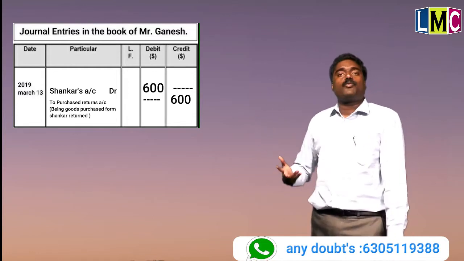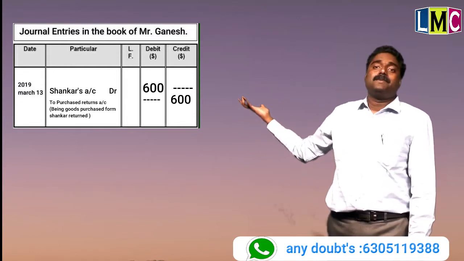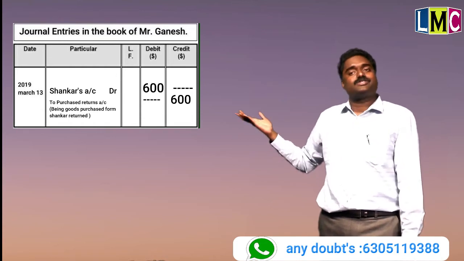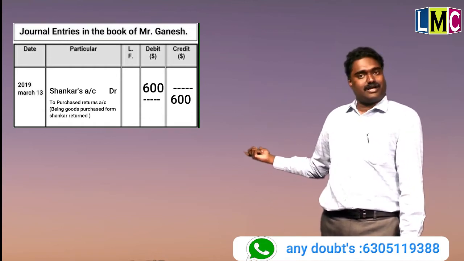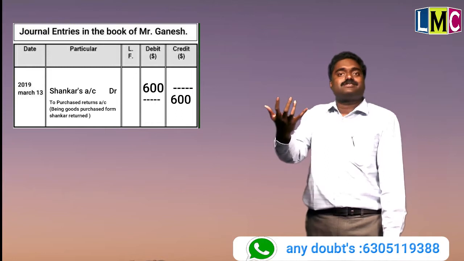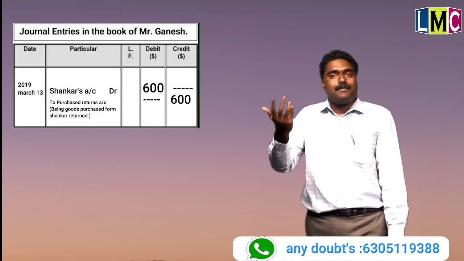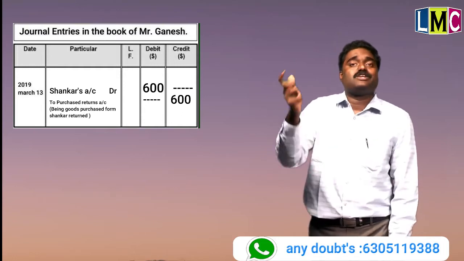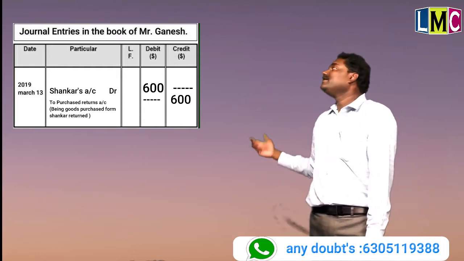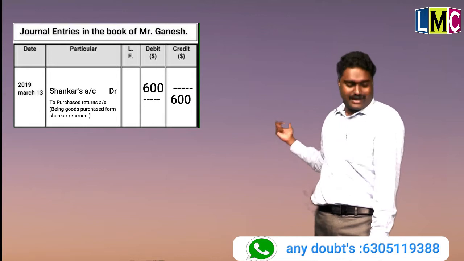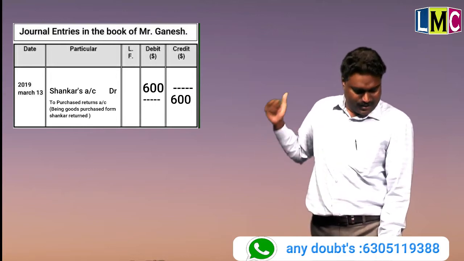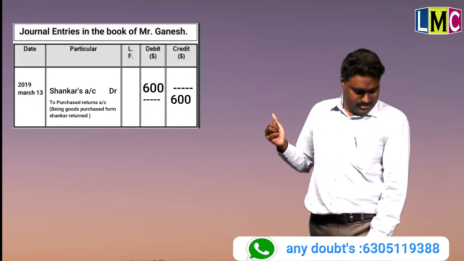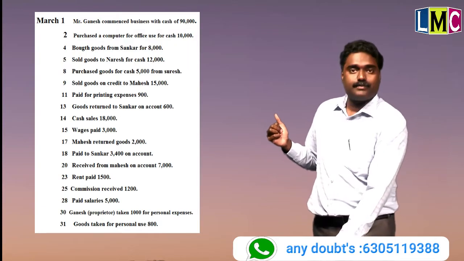The purchases always show the debit side. Purchase returns always show the credit side. Is that clear? So from whom we have purchased, for them the goods are going out. So the name of the person, Shankar account debtor to purchase returns account. How much is that? 600 rupees. Is that clear? So next would be the 14th.